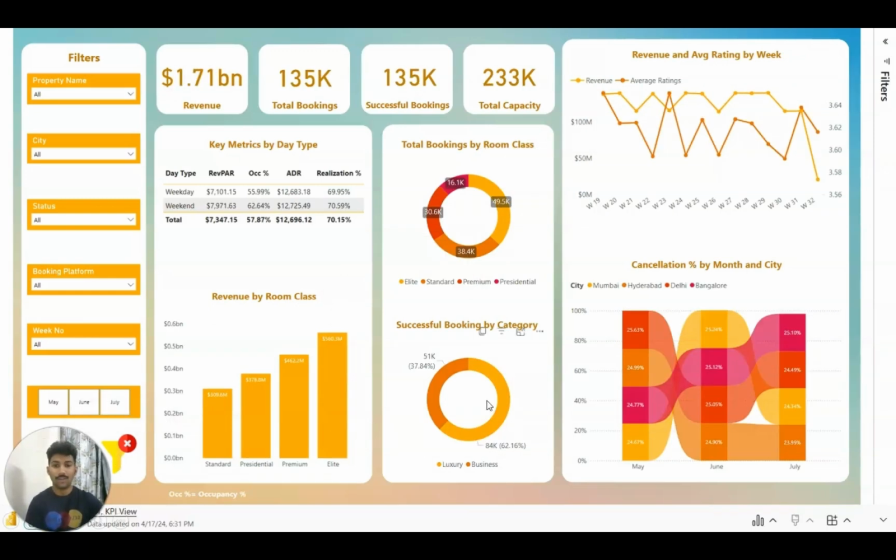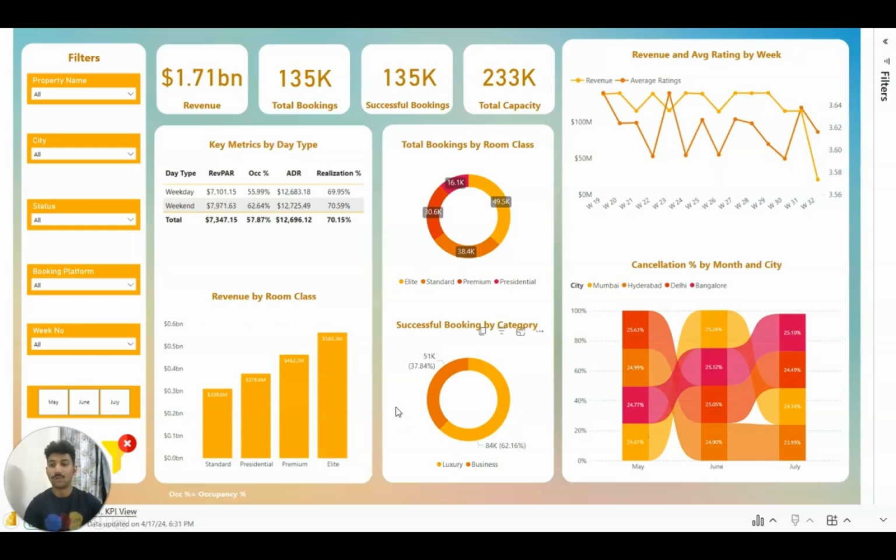Then you can see the successful bookings by category. Both of them are donut charts. This donut chart represents what type of hotel has done how much of successful bookings. So successful bookings by luxury hotels and successful bookings by business hotels.